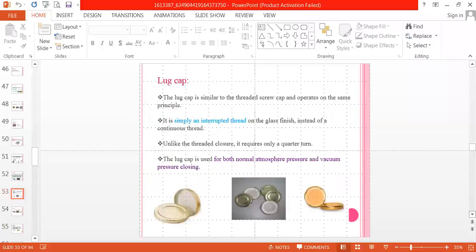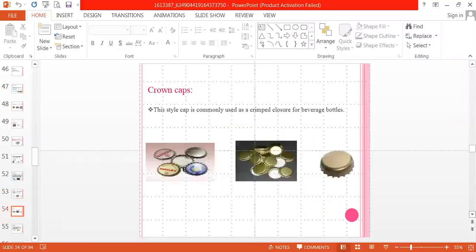Then lug cap is there. This lug cap does not have a thread. Simply we have to press it from above the container, and it will be locked inside. Generally some grooves are provided to fix the cap onto your container. It is called the lug cap. Sometimes we make threads, but the threads are interrupted, meaning the threads are not continuous. This kind of cap is called a lug cap.